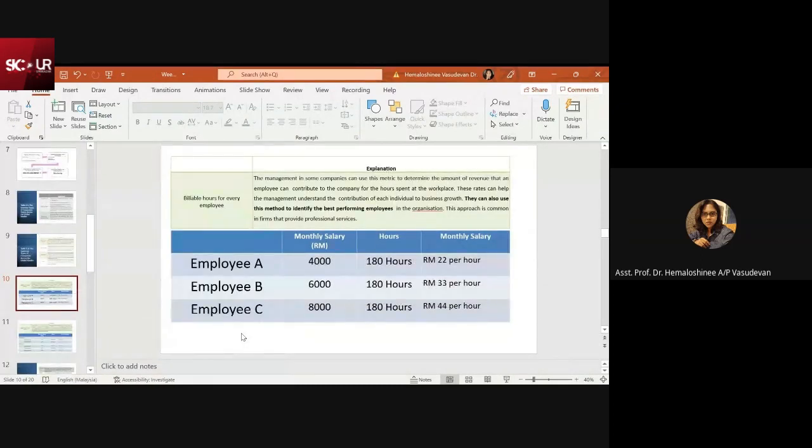If you see here, employee A, employee B, employee C have the same hours. For monthly salary, employee A is 22 ringgit per hour, employee B 33 ringgit per hour, employee C 44 ringgit per hour. Employee C's job level is managerial, 8,000 and above is a manager level. Employee B we can put as engineers, professionals, lecturers, at 6K. Employee A, 4K, is something like a middle manager.